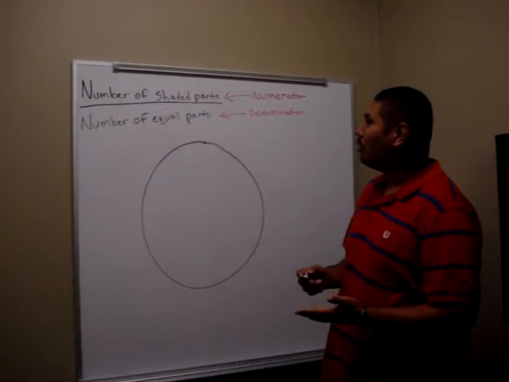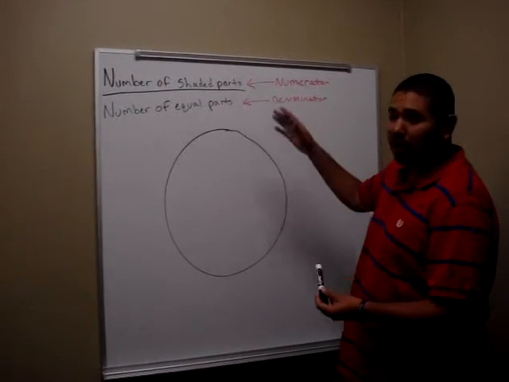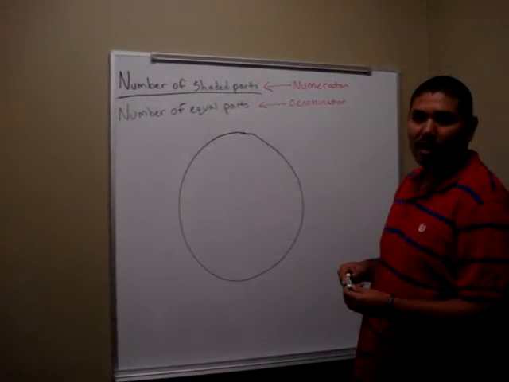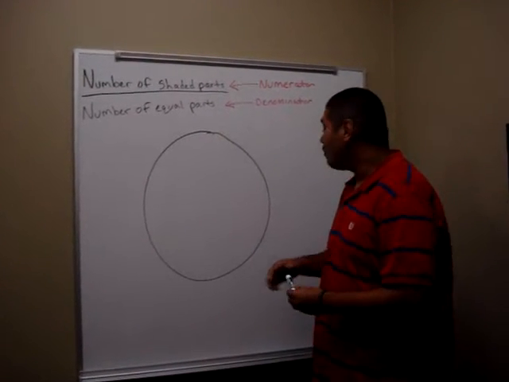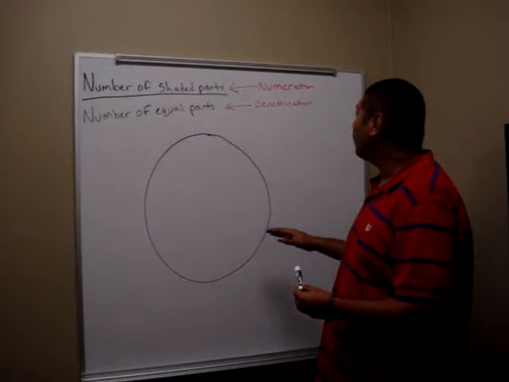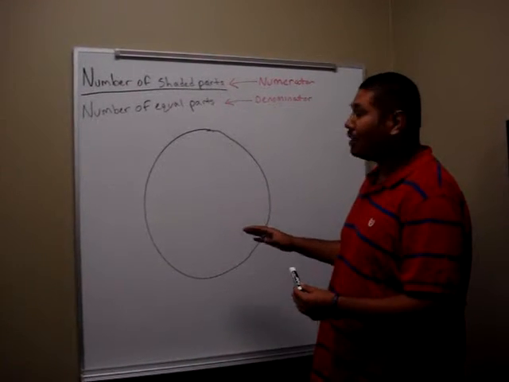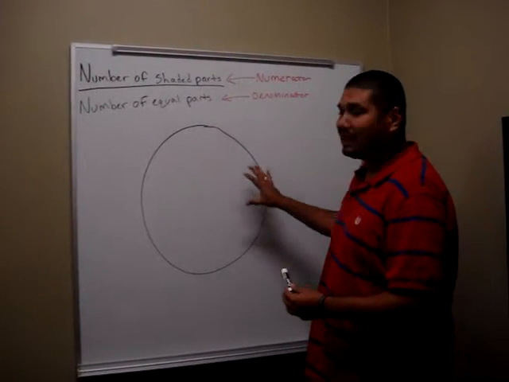Well, first of all, a quick review over fractions. The top part of a fraction is known as the numerator. That represents the number of shaded parts of a whole. The bottom part of a fraction is called the denominator. That represents the total number of pieces in the whole.